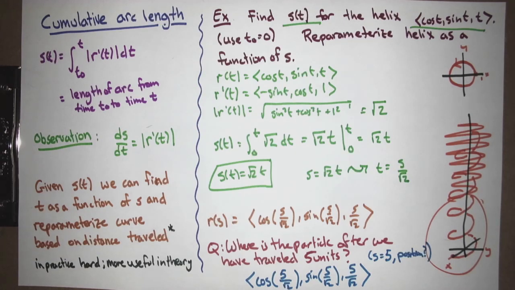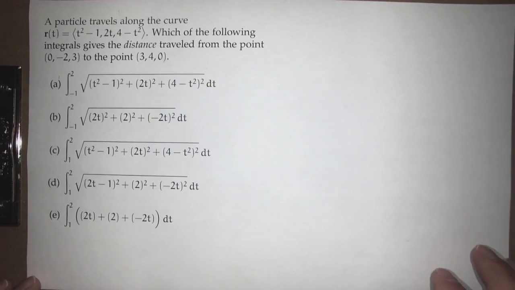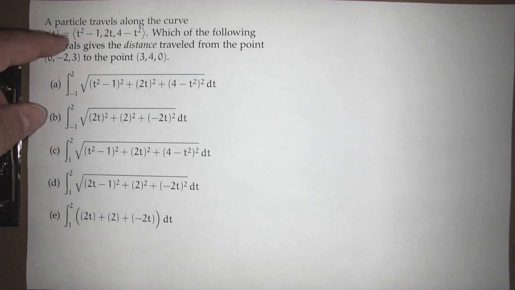All right. Well, we do have a few minutes left, so we can actually do a proper multiple choice send off. Now notice you don't actually have to solve it. So you're like, oh, thank goodness. You just have to figure out how to set it up. So a particle travels along the curve r of t equals t squared minus 1, 2t, 4 minus t squared. Which of the following integrals gives the distance traveled from the point 0, negative 2, 3 to the point 3, 4, 0? So you have 5 options. Think about which one of these integrals gives the right answer.